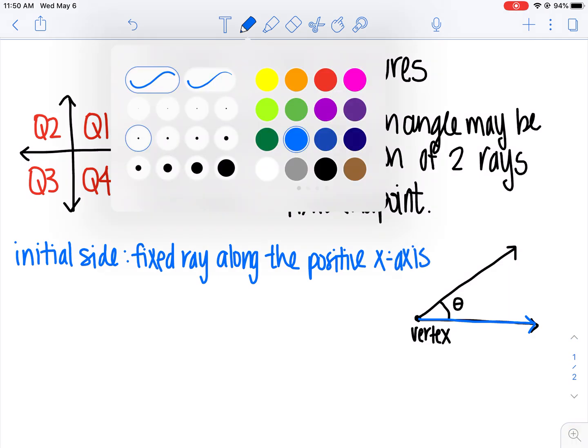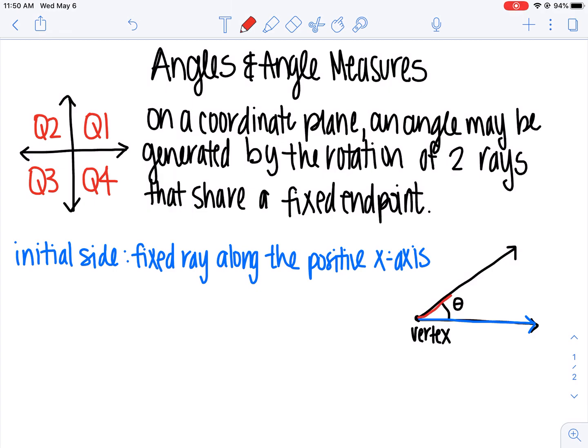And then we have our terminal side. Terminal meaning ending, so it's the ending side. So, terminal side. And that's going to be the rotated ray.